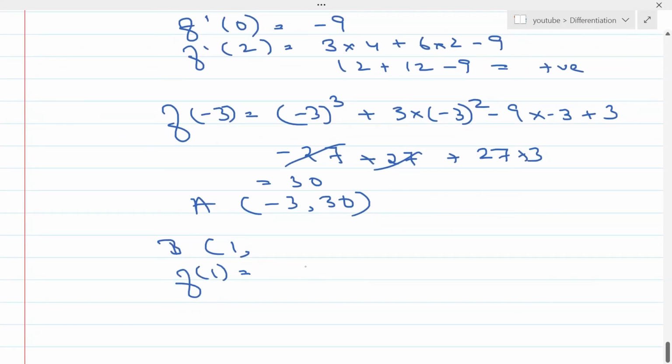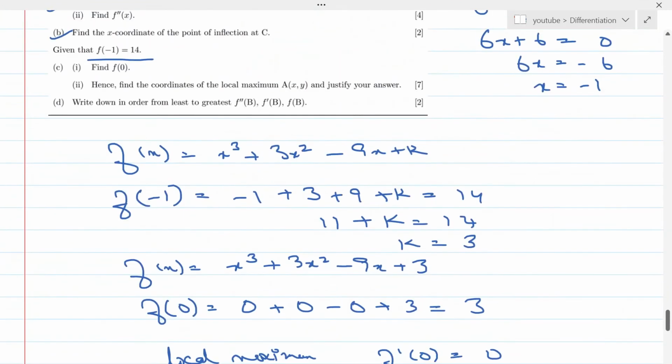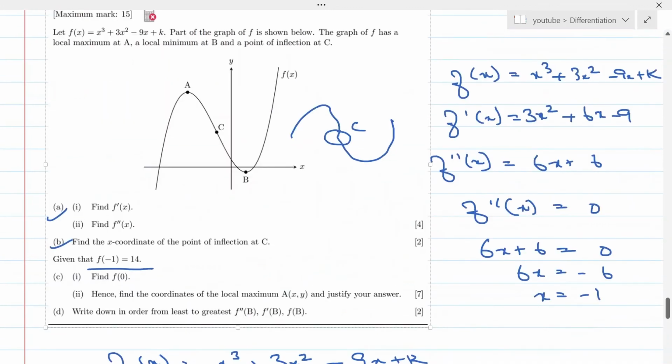So f(1) would be 1 cubed, which is 1, and then plus 3 minus 9 plus 3. So 6 and 1, 7. So we're getting −2. So B is nothing but (1, −2). Now they want us to find B for f′. So f′ function over here, if we substitute x as 1, we are going to get 3 plus 6 minus 9, which is 0. So in this case, the B value is going to be (1, 0). And then for f″, if we substitute, we're going to get (1, 12).